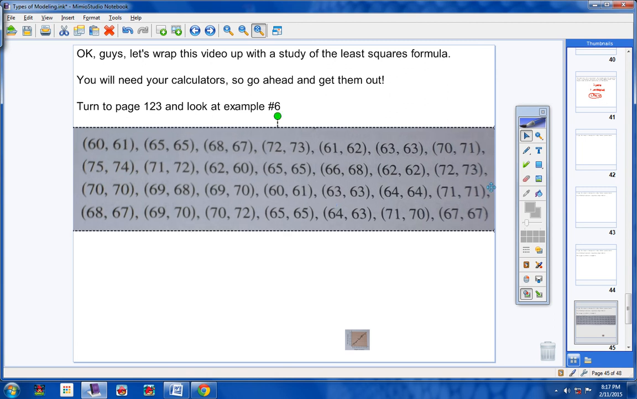So, it looks like they've measured 28 people, and this would be how tall the person is, and this would be their arm span. Now, it must be in inches, I'm guessing. Let's see if it says here. Yeah, inches. And so one person was 60 inches tall, 5 feet, and their arm span, or their wingspan, was 61 inches. So that's what we have as information like that, okay?